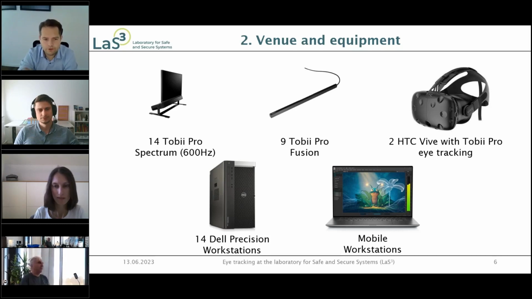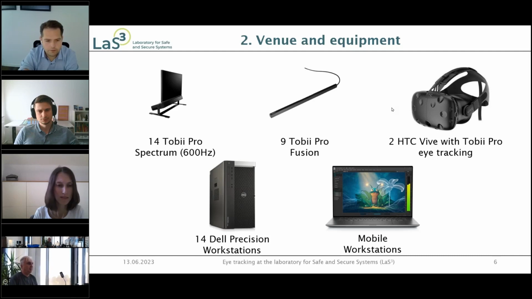Okay, thank you very much, Jürgen. I will continue from this point, and I would like to talk a bit more with you about the venue and equipment at the classroom. So first start with the equipment. Back when we got the FH Invest funding, we were able to buy 14 Tobii Pro Spectrum eye trackers. Each one of them is a 600 Hertz version, whereas there is also a 1200 Hertz version, but we decided to go with the 600 Hertz version.